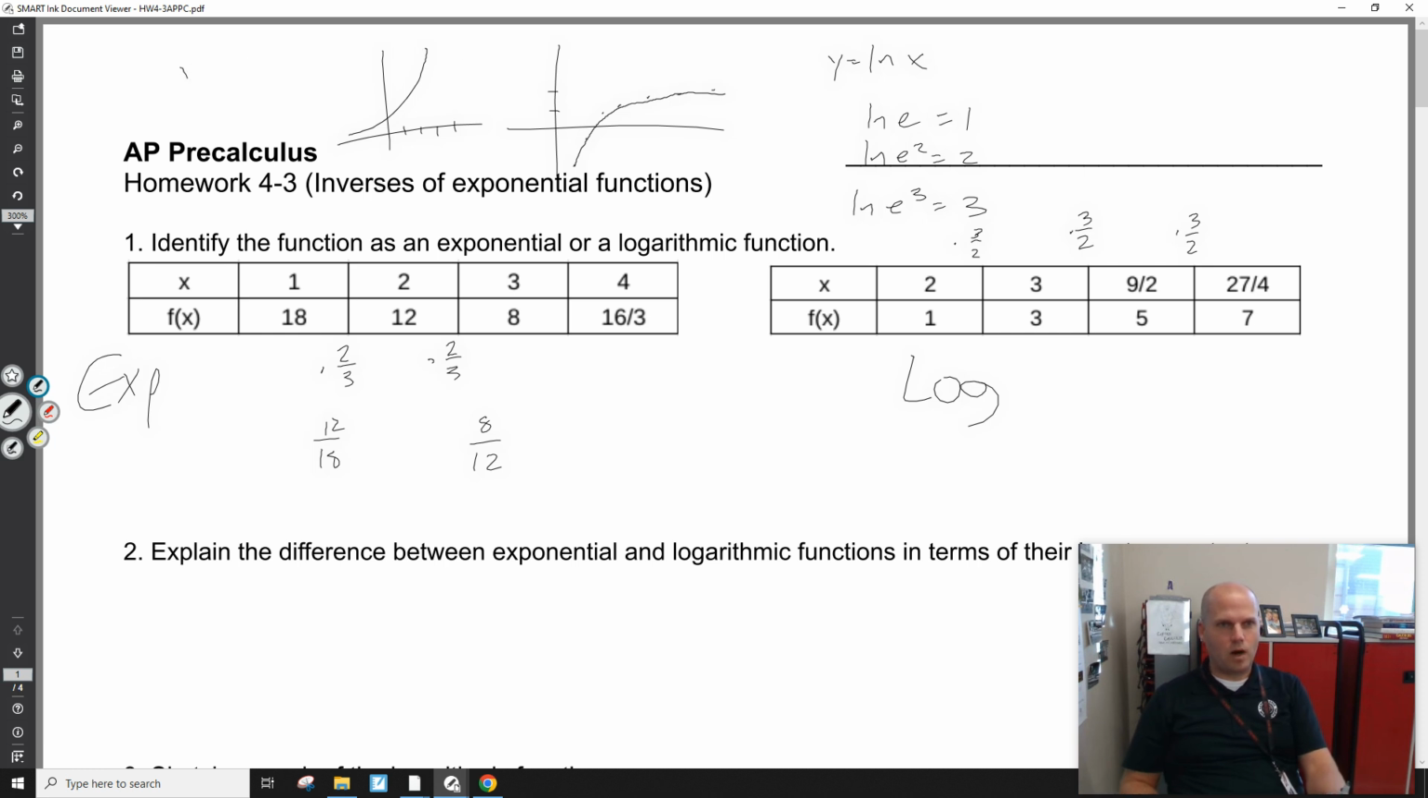For example, y equals e to the x has the points (1, e) and (2, e squared). The natural log function will have the points (e, 1) and (e squared, 2), the flip-flopped points.